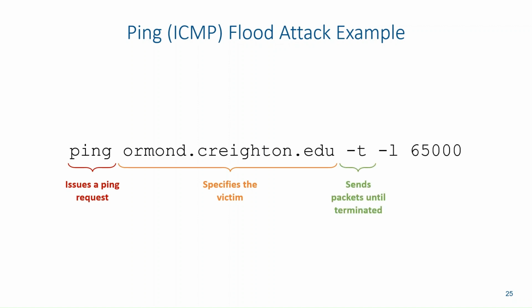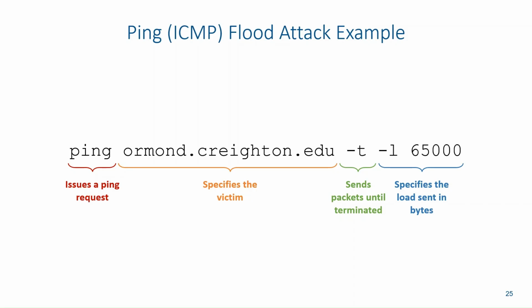Then in this command, the attacker can send packets until terminated using the -t. Otherwise, on a Windows machine, it would only run 4 pings and then stop. On Linux, it runs until you actually tell it to stop anyway. And then if you add the -l flag, you get to specify the load sent in bytes. So that would be 65,000 bytes per ping sent.